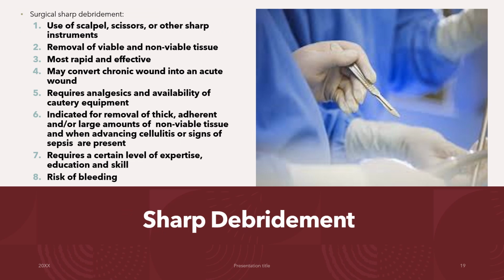Use a scalpel or scissors. As a surgeon, you can remove the whole necrotic tissue, viable and non-viable, in 1 minute. It's the most rapid and effective and may convert a chronic wound to an acute wound, and requires analgesics. It is indicated for removal of thick adherent, large amounts of non-viable tissue, requires a certain level of experience, and there is a risk of bleeding.